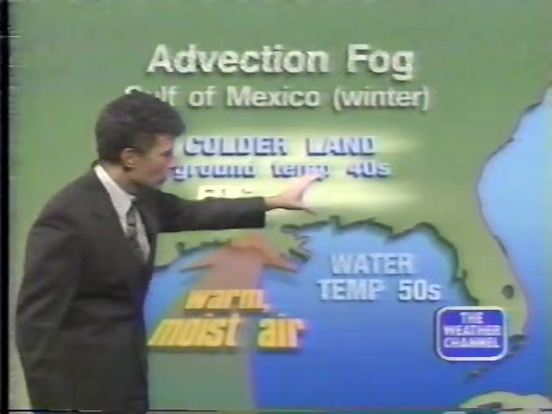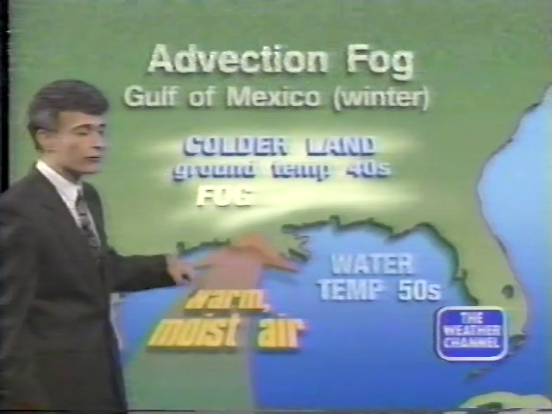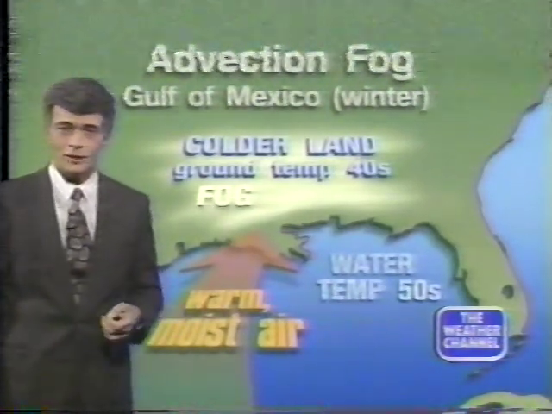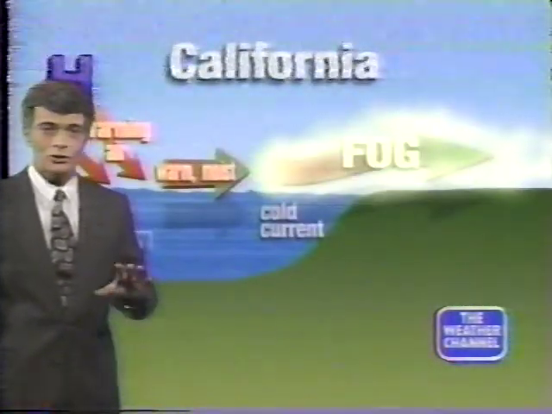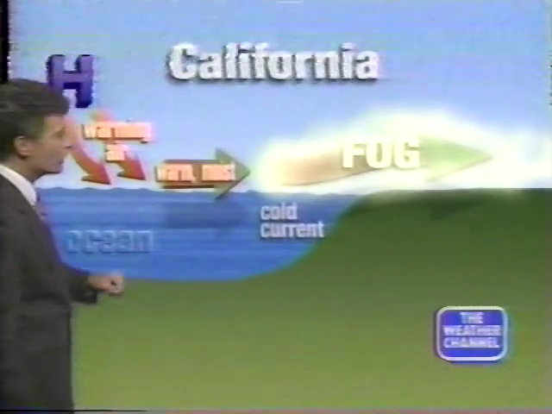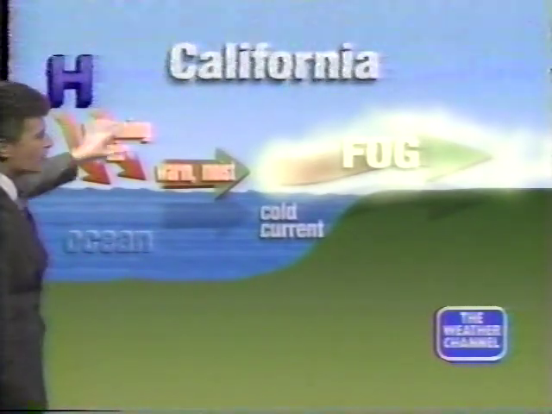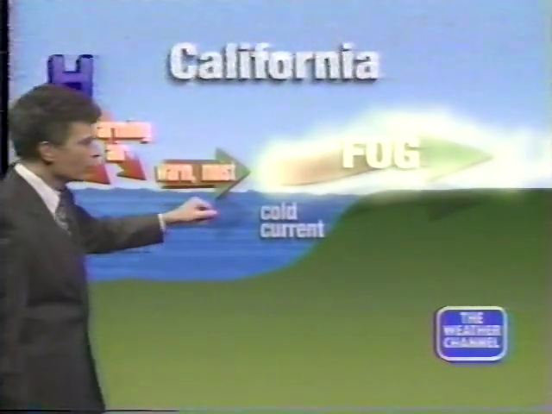You get little tiny water droplets over the land, and even if the temperature is below freezing, you still could get water droplets, super-cooled water droplets of fog, because it takes more than just freezing temperatures to freeze tiny cloud droplets. California, just about the same effect when some warm air over the Pacific Ocean moves over the cold current that's a little closer to the land.